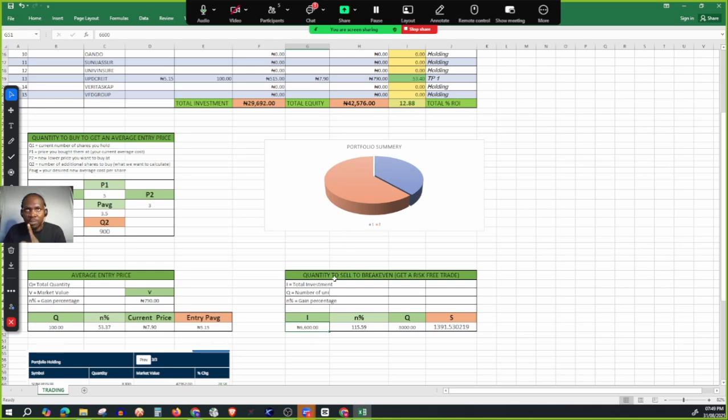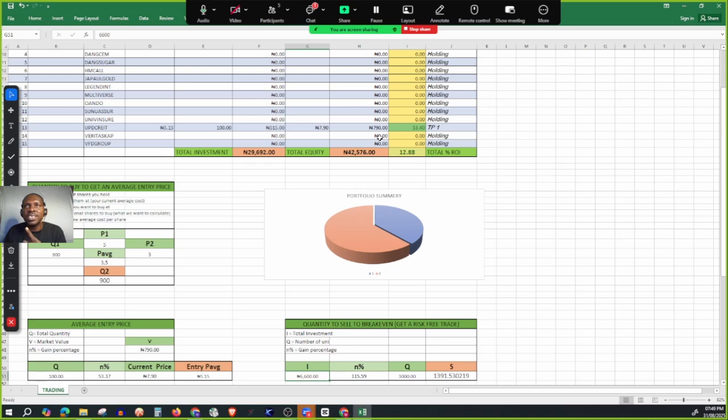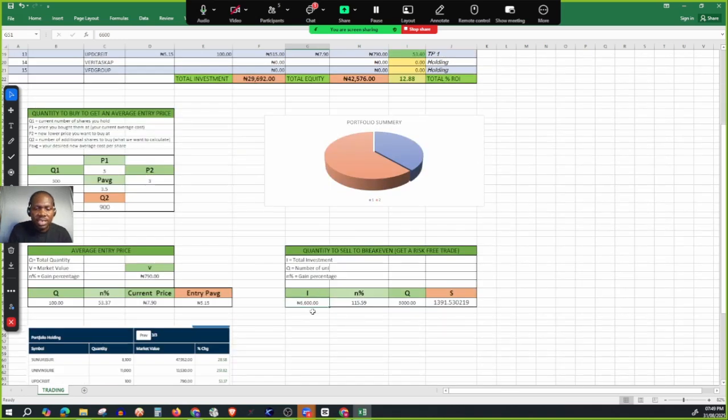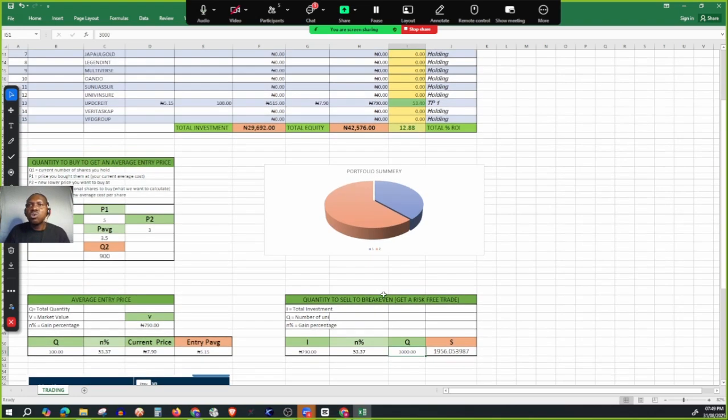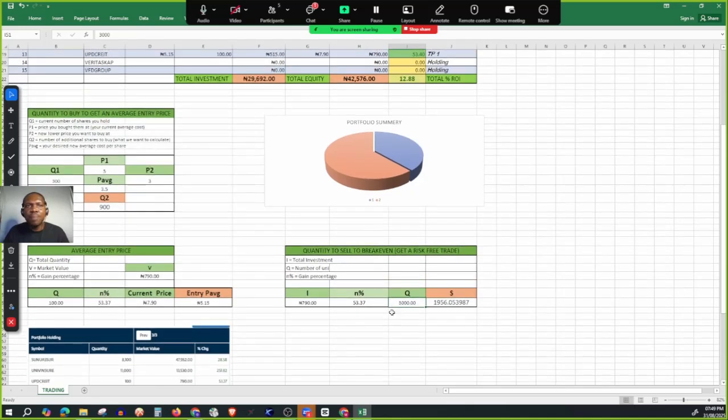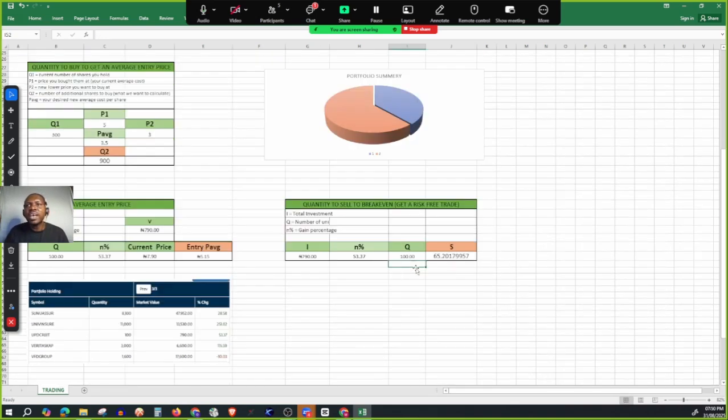What is the total investment worth now? Which is 790 naira. Put 790 naira here. Then what percentage have I made now? Which is 53.37. That is it. So this quantity, number of units, how many units do I have? 100. So if I sell 65.2 units, it will actually give me back how much I invested in this particular stock.